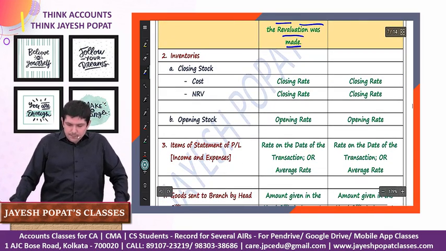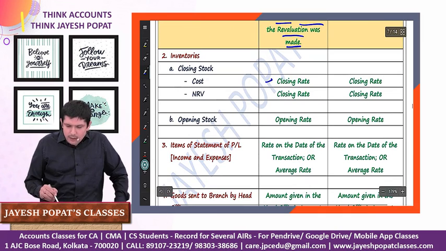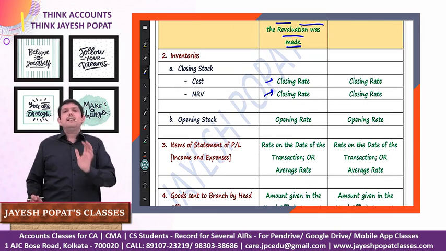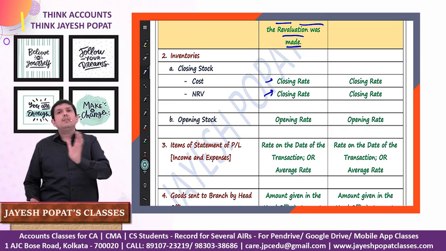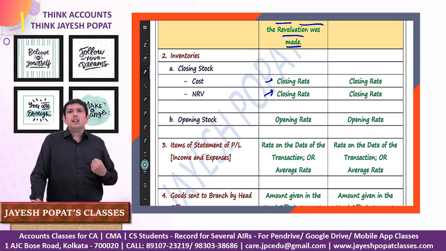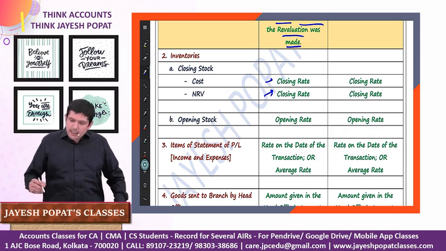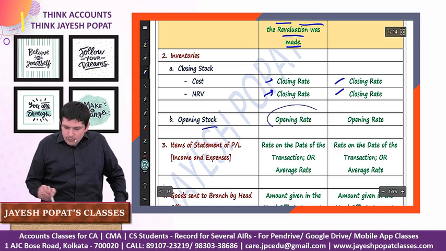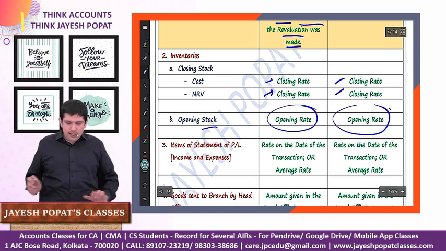For inventories, cost we will take the closing rate. For NRV also we will take the closing rate. See, basically the rule says that it should be the rate on the date the transaction has taken place, the rate on which various purchases have taken place, but for the purpose of convenience we are taking the closing rate in this case, and this applies for both integral and non-integral as well. For opening stock we will take the opening rate in both cases.